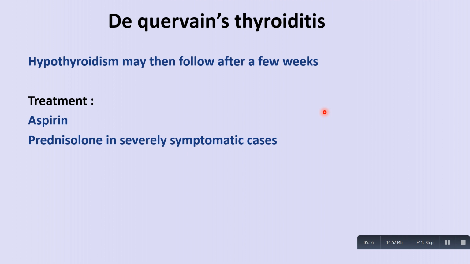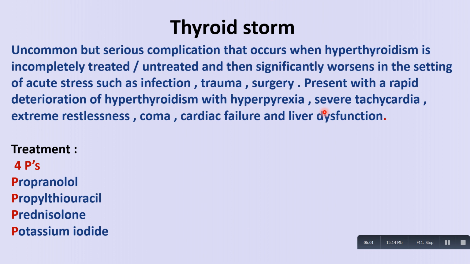Thyroid storm: it is an uncommon but serious complication that occurs when hyperthyroidism is incompletely treated or untreated, and it's worse in the setting of acute stress such as infection, trauma, surgery. The patient will present with rapid deterioration of hyperthyroidism with hyperpyrexia, severe tachycardia, extreme restlessness, and coma, cardiac failure, and liver dysfunction. Treatment for PS: propranolol, propylthiouracil, prednisolone, potassium iodide.